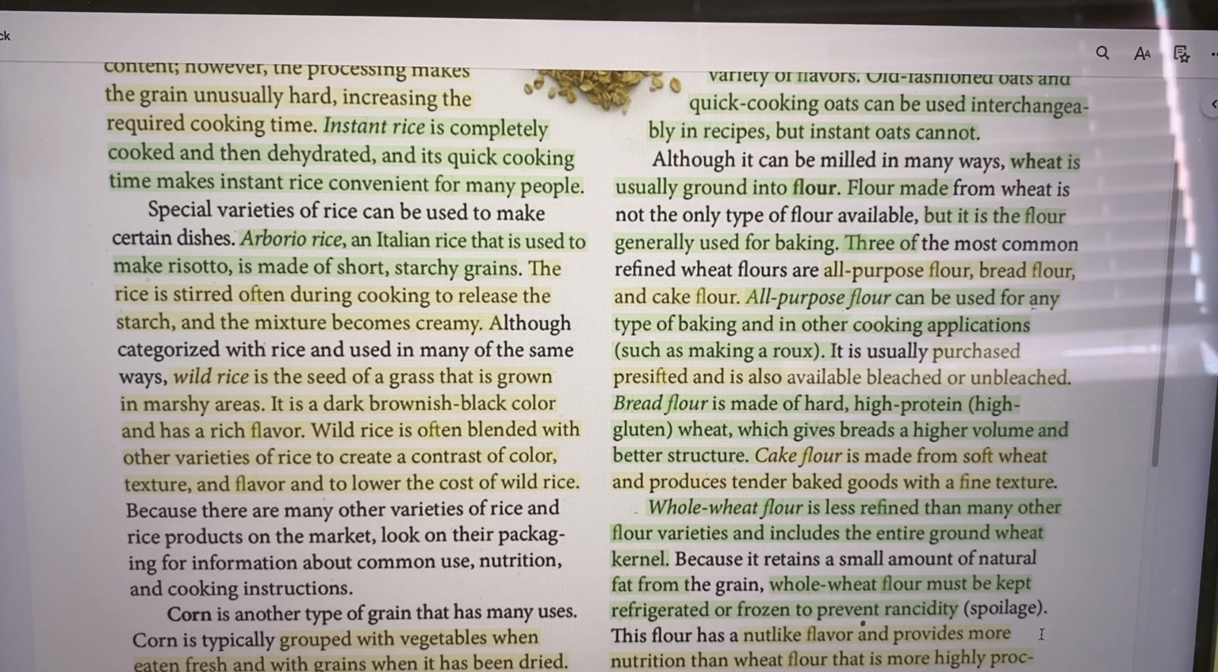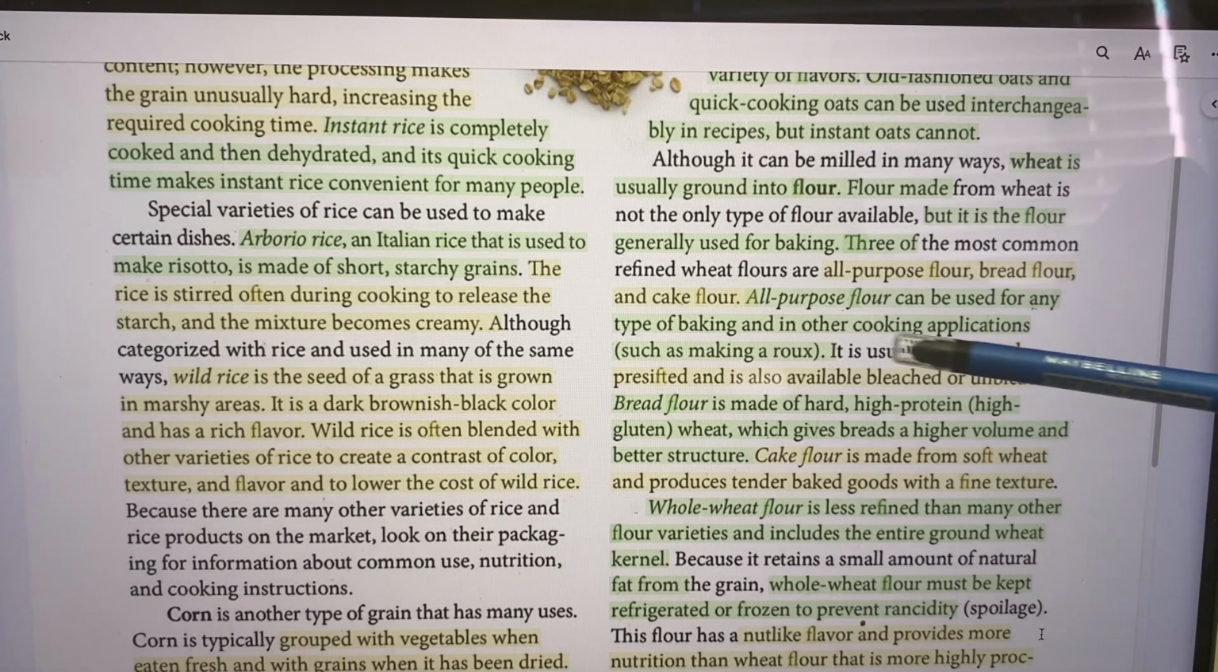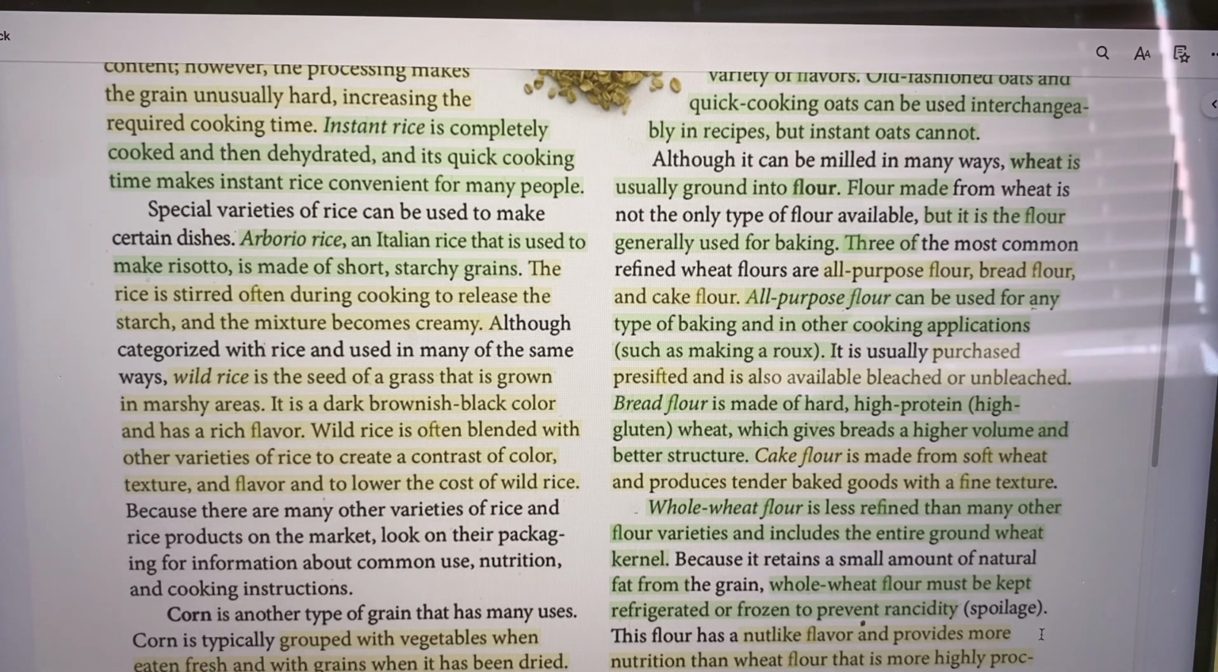Three of the most common refined wheat flours are all-purpose flour, bread flour, and cake flour. So what's the difference there? Here we have all-purpose flour, bread flour, and cake flour. All-purpose flour can be used for any type of baking and in other cooking applications such as making roux. Remember we made roux? Roux is made from flour mixed with some kind of fat, like drippings from a turkey to make gravy. And roux is a basic. You can make white sauce and all kinds of things with the roux.